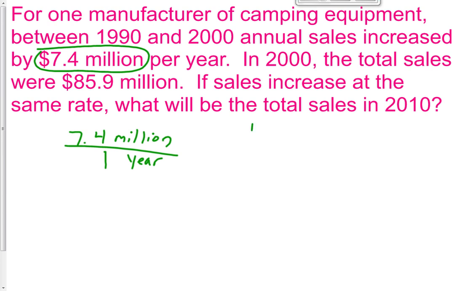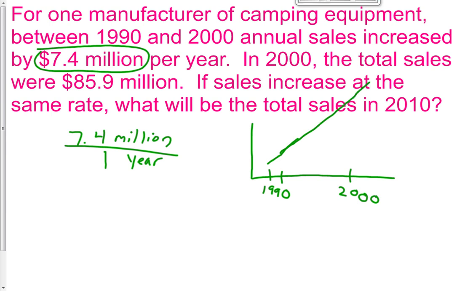If we almost think about a graph on this one, in the year 1990, in the year 2000, for each year of increase, it's 7.4 million. So it increases 7.4. And then for one more additional year, 7.4 million. And then for one more year, 7.4. And it's this rate of change, whereas x increases, y increases. So that's what we're looking at here. So now let's answer the question.